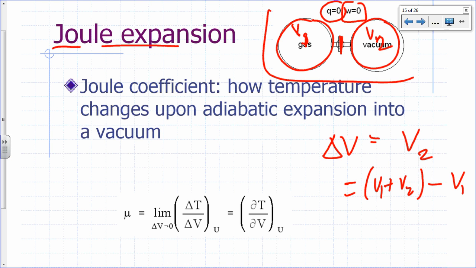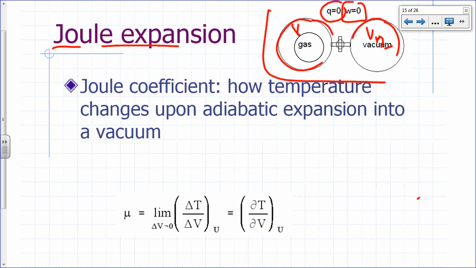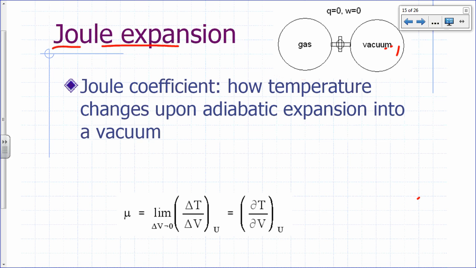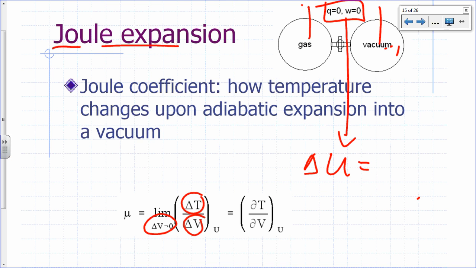Can you measure delta T? Can you measure delta T for this experiment? Stick a thermometer in there, right? So you can measure delta T and delta V. And so if you were to take the limit of delta T over delta V as delta V approaches 0, look at this. Q is 0, W is 0. What's U here? Delta U is 0. So U is constant, right?